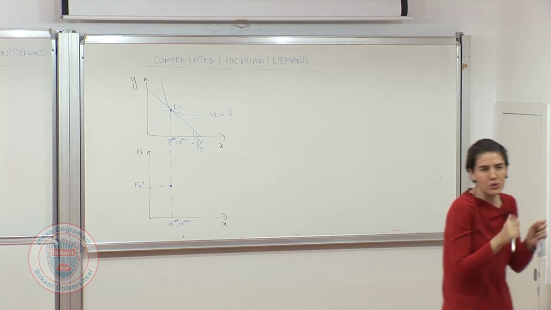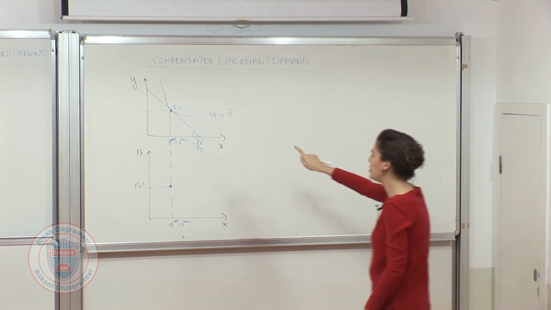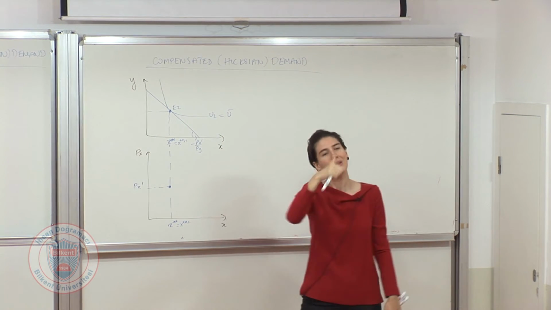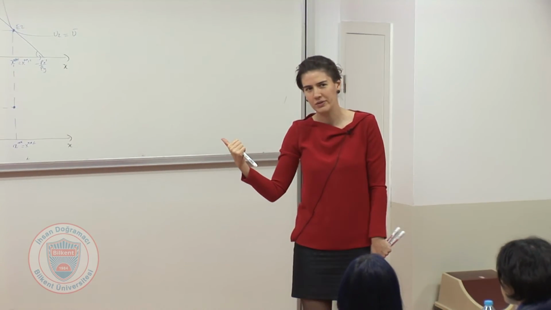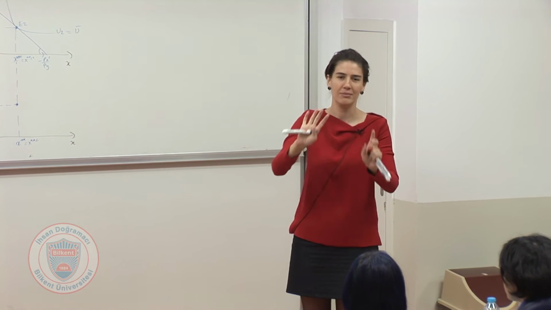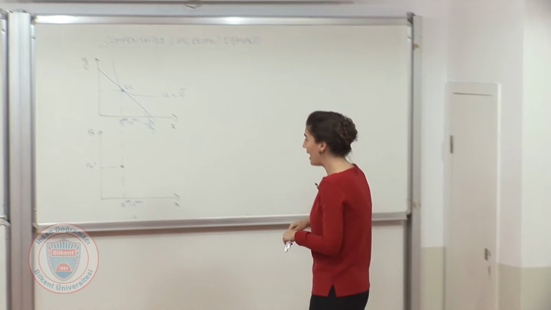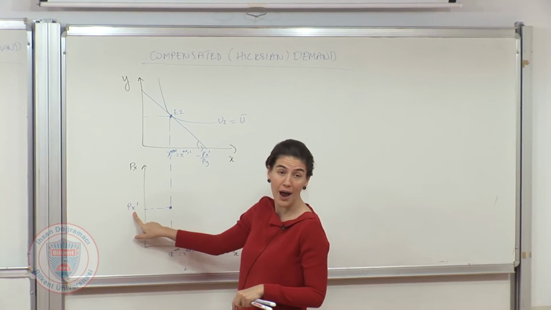So at this point, the compensated demand and the ordinary demand curve are the same, right? Because income is just enough to achieve this utility level, and with that income, you can achieve this utility level. In order to achieve this utility level, the minimal income you need is I, okay? But then, for that price, right?